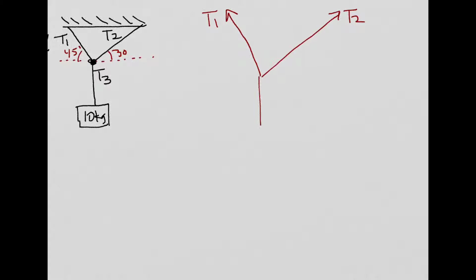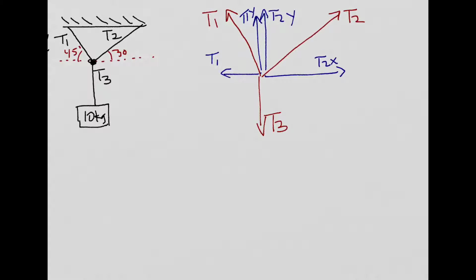I'm going to break these vectors down into their components. So I'll draw those in blue. T2x, T2y, T1y, and T1x. So by breaking them down in components, now everything's on x and y axis. I actually want to cross out the original T1s and T2s so I don't double count them.